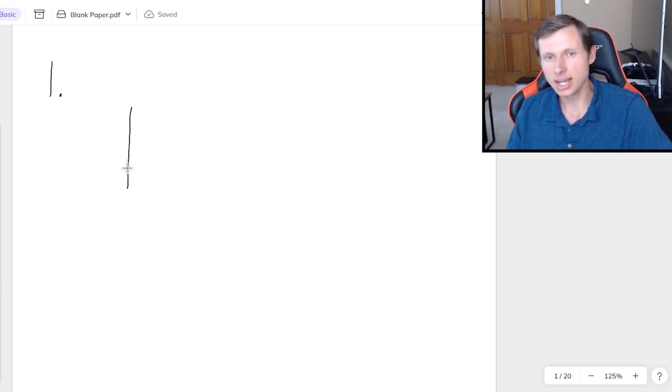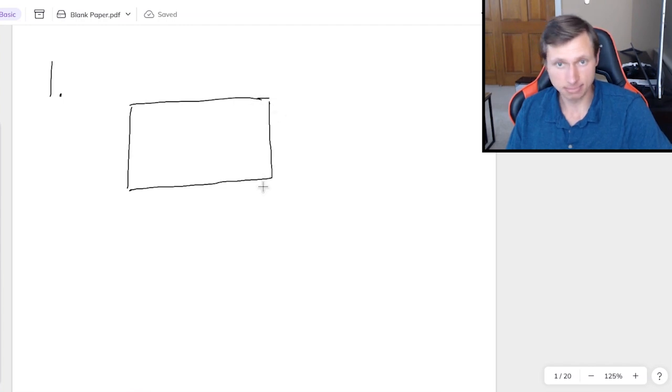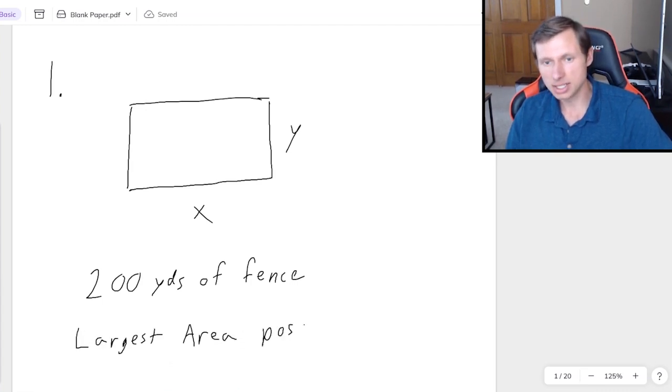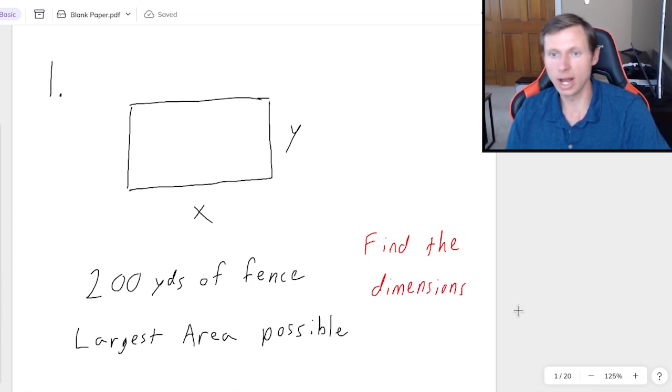Problem 1, let's say I am a farmer who wants to build a rectangular fence around my chickens. The fence is going to have a width of X and a length of Y. And you know, I'm a farmer. I'm not made of money. I only have 200 yards of fence to use. But obviously, for the quality of life of my chickens, I want to have the largest area possible. My question is ultimately, find the dimensions to make that happen. In other words, solve for X and Y.